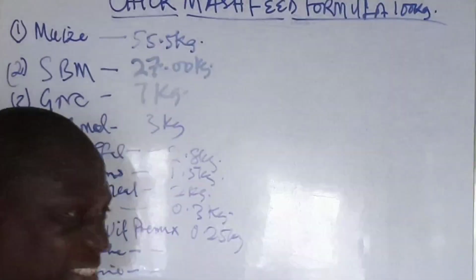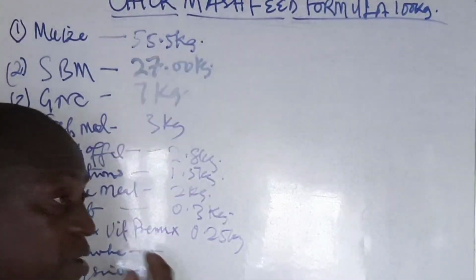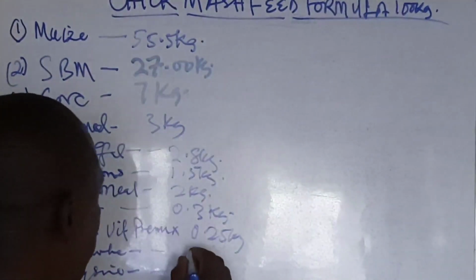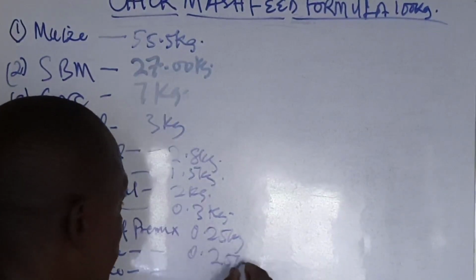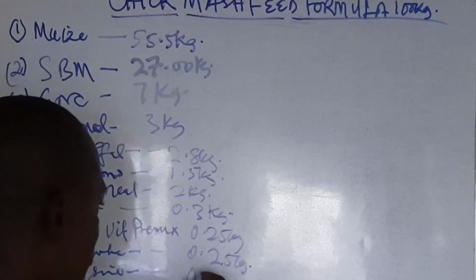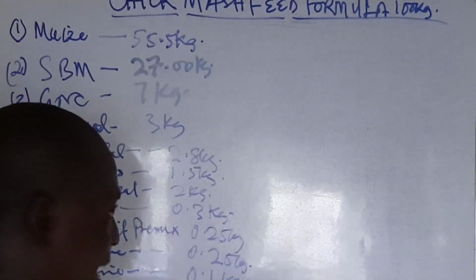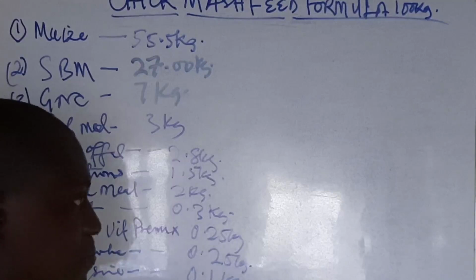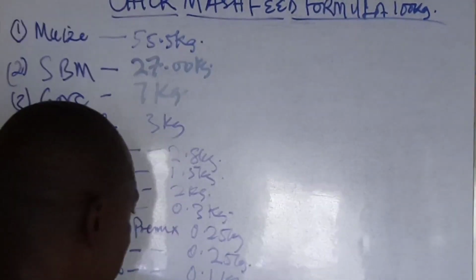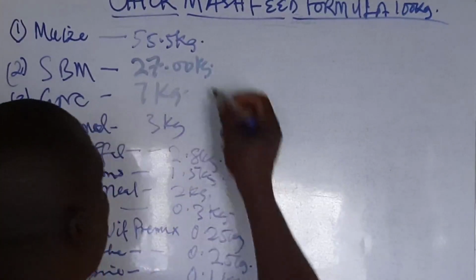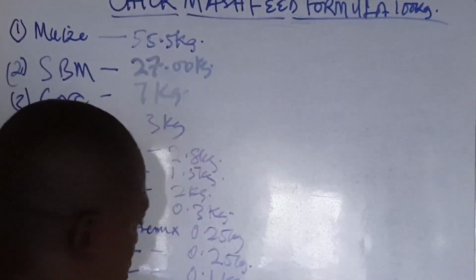Methionine is a micronutrient, so we only use little quantity. It's very expensive. 1 kg of methionine is over 8 to 10,000 naira. So we are using methionine 0.25 kg. Now we use lysine 0.1 kg. Enzyme, little quantity, 0.05 kg. Then toxin binder we use 0.3. If you add all this up, it will give you about 100 kg.